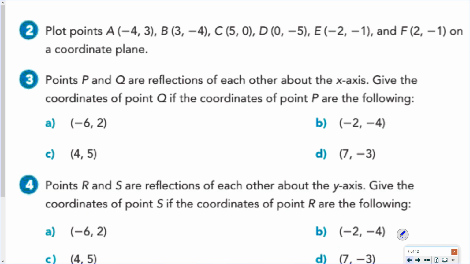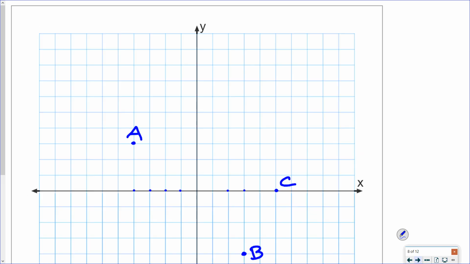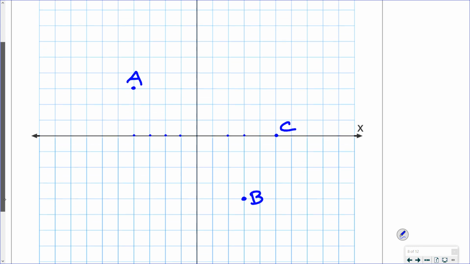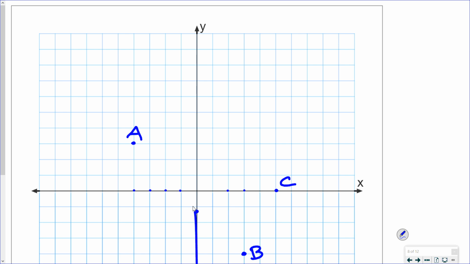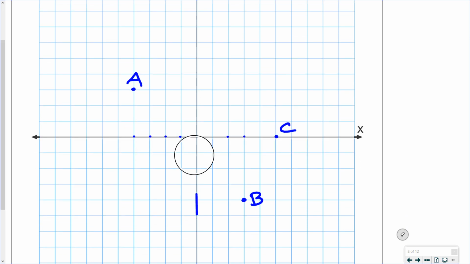D is at 0, -5. So I'm going to scroll down a little bit so I can get D on here. So since the first coordinate is 0, I don't move to the left or right. Also, I come down 5. 1, 2, 3, 4, 5. Well, didn't want that to happen, but figured that would happen eventually. Sorry, smartboard can be a little bit touchy. Let's try that again. 1, 2, 3, 4, and 5. So there's D all the way down here.